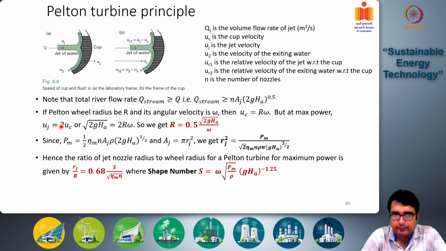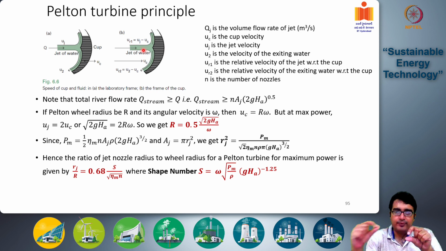Similarly, we can also get an expression for the jet radius. This cross-sectional area Aj, you can think of it as a circular cross-sectional area. So Aj equals pi Rj square. And the total power P max is half eta m n Aj rho (2gHa) to the power 3 by 2, where Aj you can replace by pi Rj square, put Rj square on one side, and then everything becomes the maximum power by root over 2 eta m n rho pi (gHa) to the power 3 by 2. Basically we have put Rj square here, and everything else we have put in the denominator. So then you have an expression for Rj and an expression for capital R.